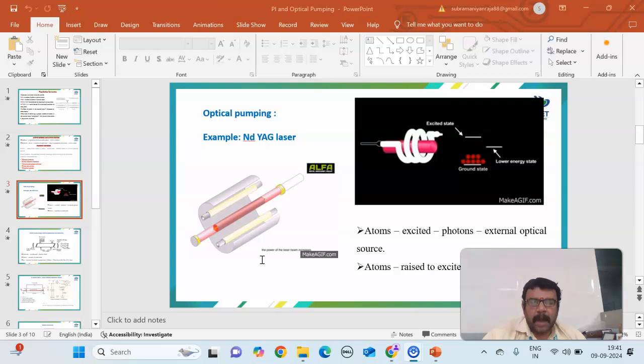The first case is optical pumping. An example is the Nd:YAG laser, where Nd:YAG denotes neodymium, yttrium, aluminium, garnet. In the Nd:YAG laser, the atoms are excited by photons from an external optical source. The atoms are raised to the excited state, and once there, they return to the ground state by the emission of photons.